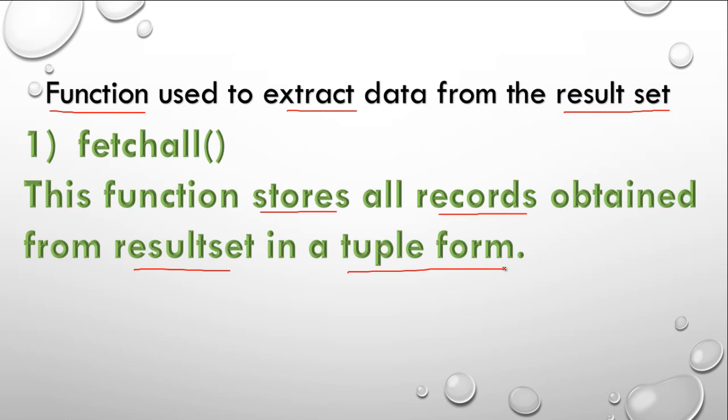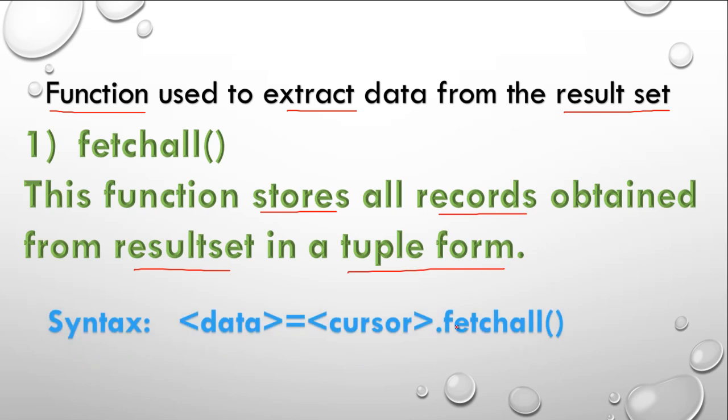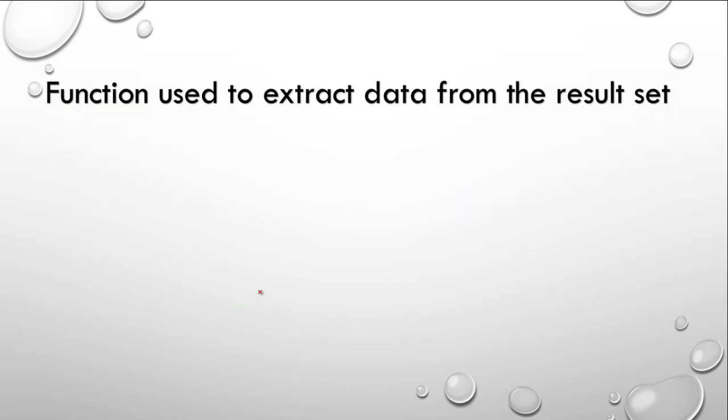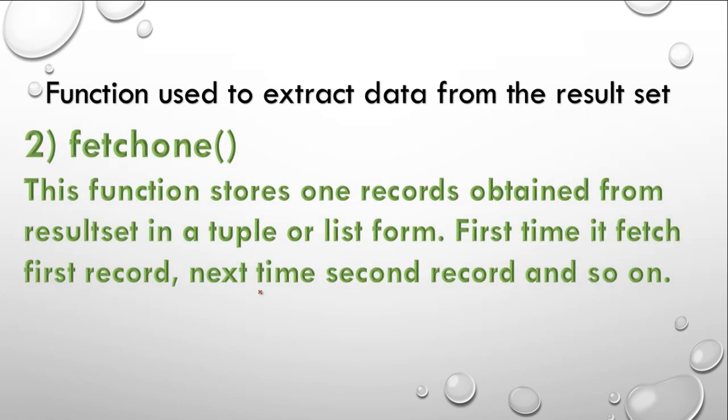So how are we going to use it? First we write data is equal to cursor.fetchall. We need data because when the fetchall function is executed, all the records are obtained from the result set, and those records must be stored somewhere. So this data variable is used for storing them. The next function is fetchone.